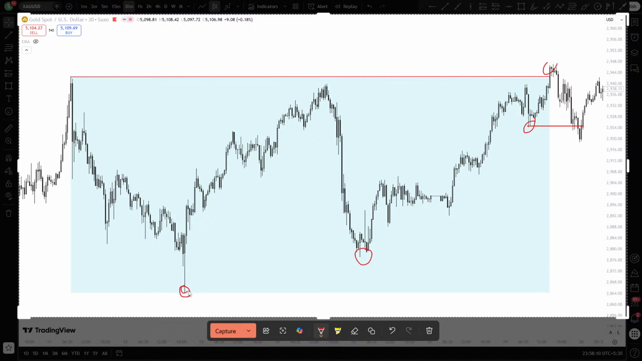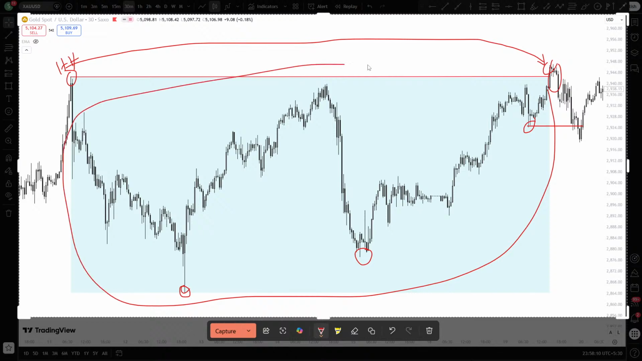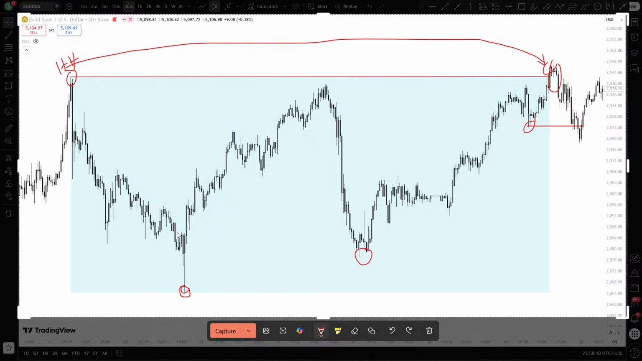So you mark this last point, you come to the point where you are having your higher high. Then you go over to the candlestick that gave you the breakout. Once you mark that, within this whole area you have to check for the lowest point. Once you have that lowest point, it means that you have now found your higher low.